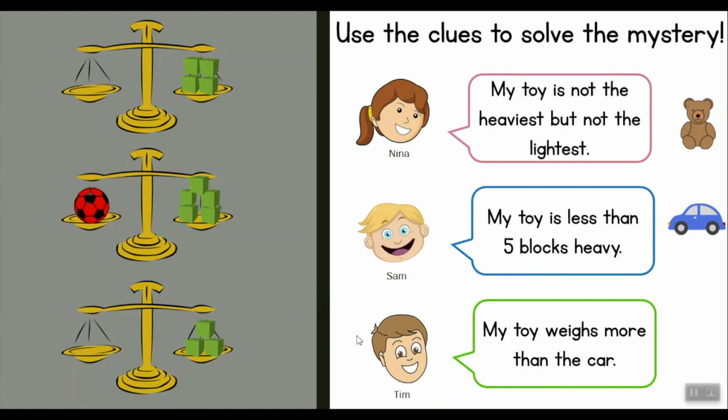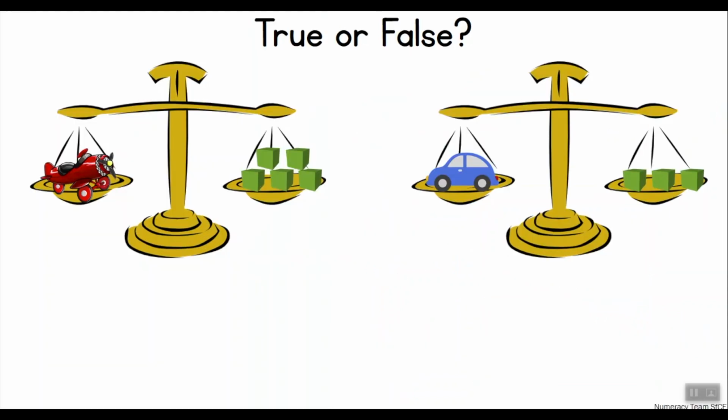So, after we found out which toys belong to Nina and Sam, we can say that the ball must belong to Tim. Let us confirm this. Tim said his toy weighs more than the car. So, there we could have said that Tim's toy could either be the teddy or the ball. But since we know that the teddy belongs to Nina, then the ball must belong to Tim. And that's correct. Perfect, children. Let's move on to the next slide.